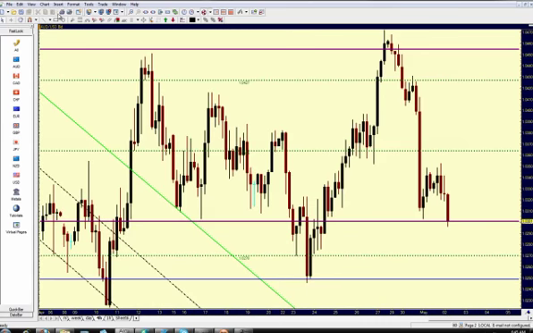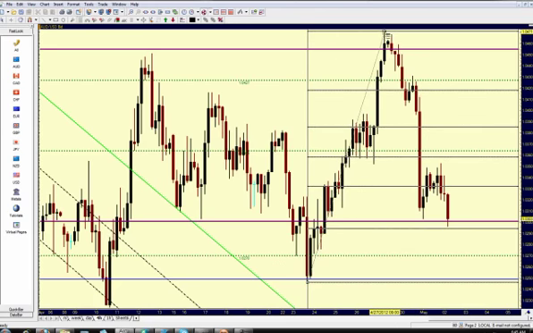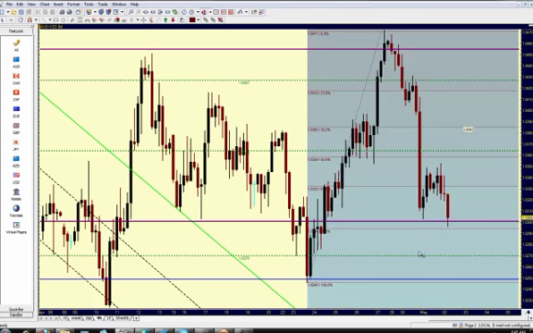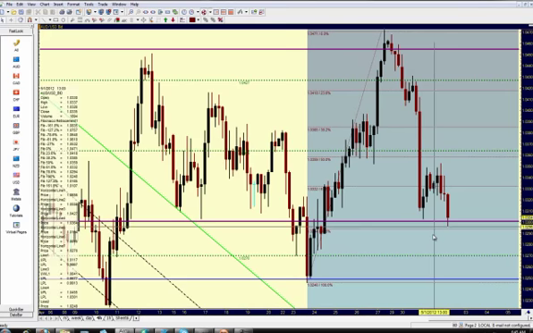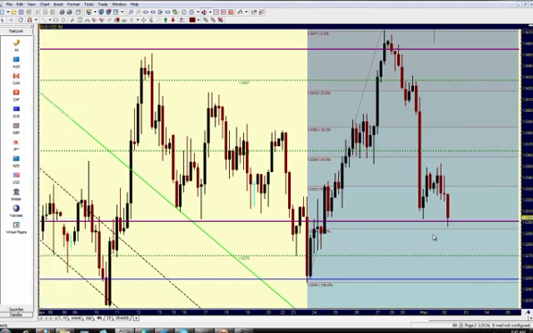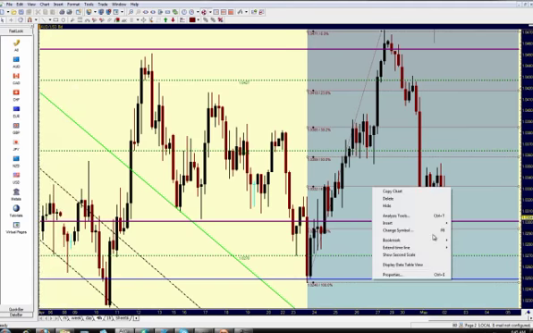But for good measure, I just like to throw in my Fibonacci. As you can see, it retraced exactly to 78.6%. So we have another area of confluence that lines up in our analysis.